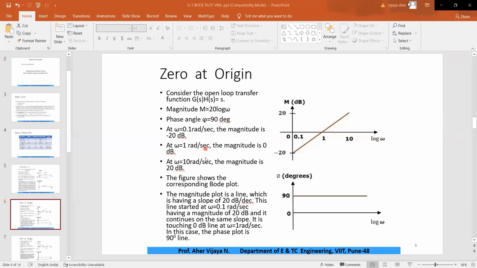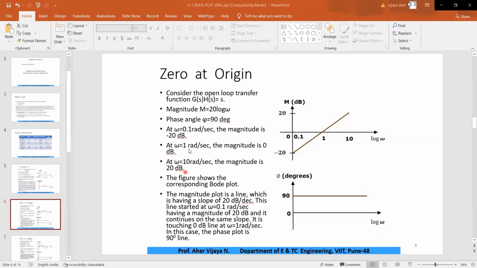Right? Now put the next value of omega. Angular frequency omega is equal to 10 radian per second. So put this 10 radian per second in this equation. So magnitude M is equal to 20 log of 10 to the base 10. Log of 10 to the base 10 is equal to 1, into 20. So we get magnitude equal to 20 dB. Are you with me? Magnitude is equal to 20 dB.